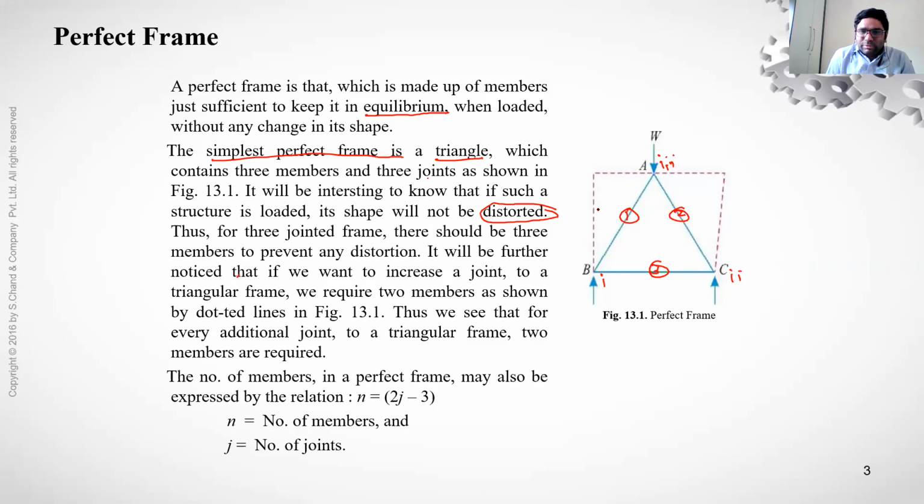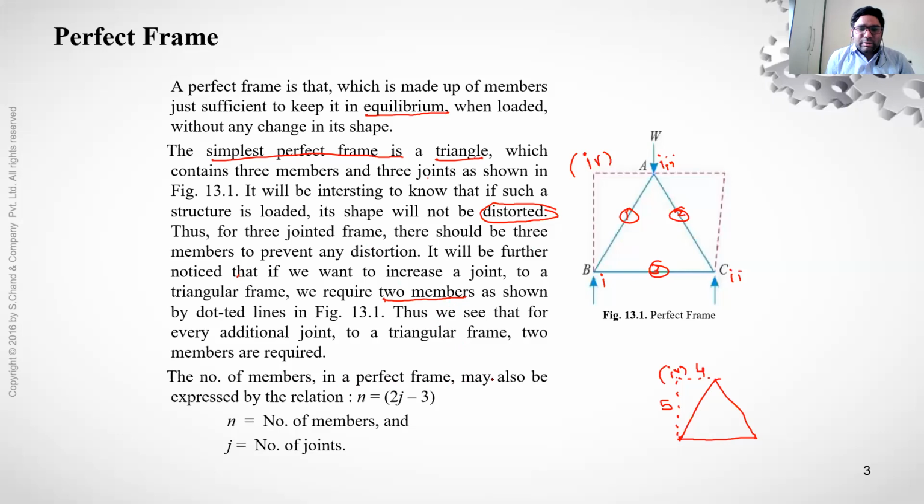But if you want to increase the number of joints to more than three, we require two more members. Say for example, this is the fourth joint. In order to have a fourth joint from a triangle, what should we do? See here, this is a triangle, and if I want to have another joint, I need to create how many members? Two members. So this is the fourth member, this is the fifth member. So for any additional joint, two members are required.